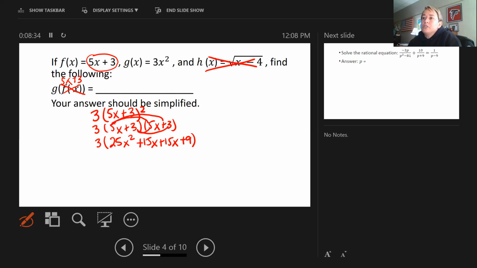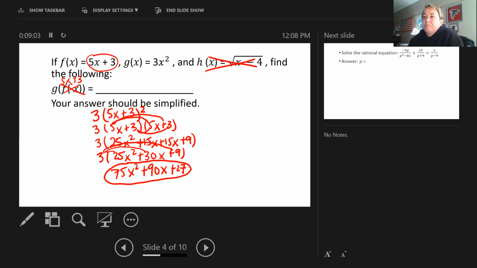And then you can go ahead and distribute, or I like to go ahead and add my like terms first. So that's what I'm going to do, and that gives me 30x plus 9. And now I'm going to distribute one last time, and that's going to give me 75x squared plus 90x, and then plus 27. So I do have to do that 3 all the way to the 9 too. You just didn't see that line yet. And then that's my answer. That's where I did f of g of x. Okay. All right, next.